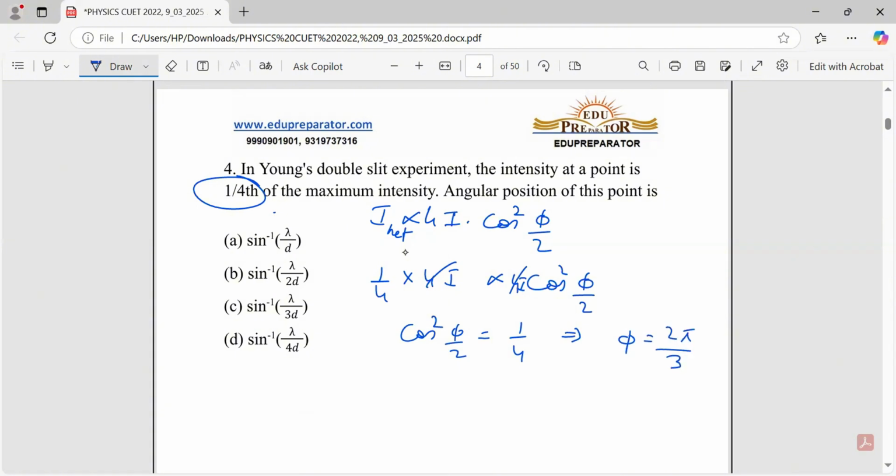Now we equate the concept that path of lambda is equivalent to phase of 2 pi. So making this relation, we get delta x is equal to lambda by 3 and this is equal to d sine theta. Fine. So you have all the parameters which are known to you. So we can easily find that this is sine inverse lambda by 3d, right? So let's move further.